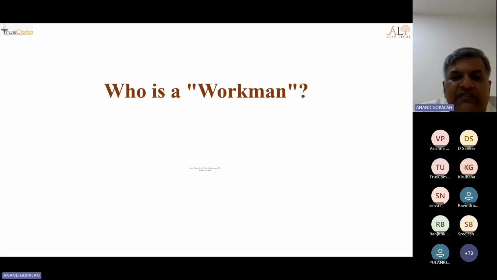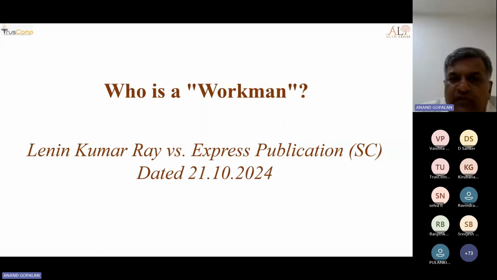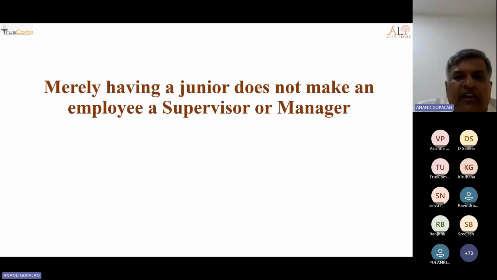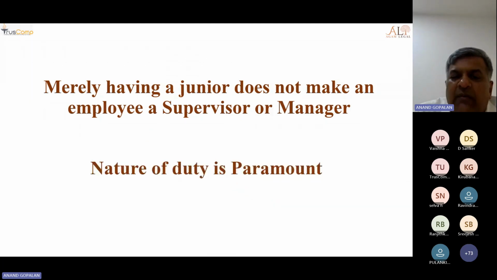There are two judgments of the Supreme Court in 2024 on this aspect. One says that merely having a junior does not make an employee a supervisor or manager. What is required is to see that the nature of duty is paramount. So the duty that was cast upon him needs to be seen.